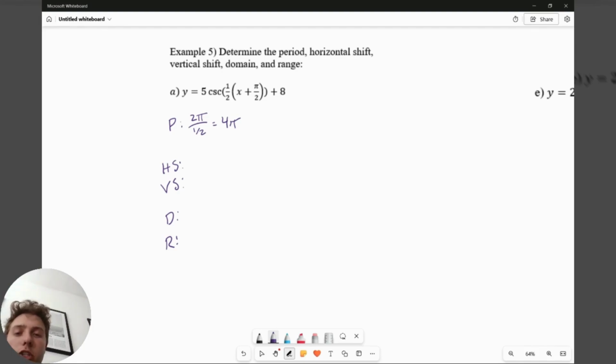The horizontal shift, okay, well, that would be on the inside. It looks like it's plus, so it's going to the left, pi halves. The 8 on the outside is our vertical shift. That's moving it up 8 units. Right? We have these transformations down pretty well.